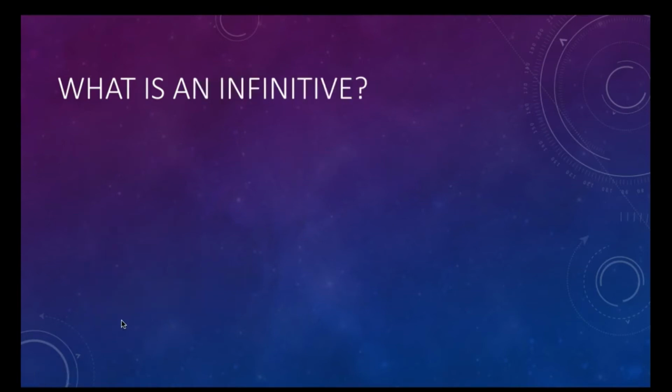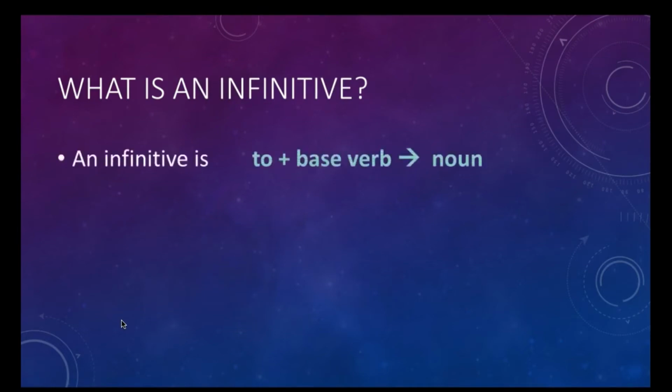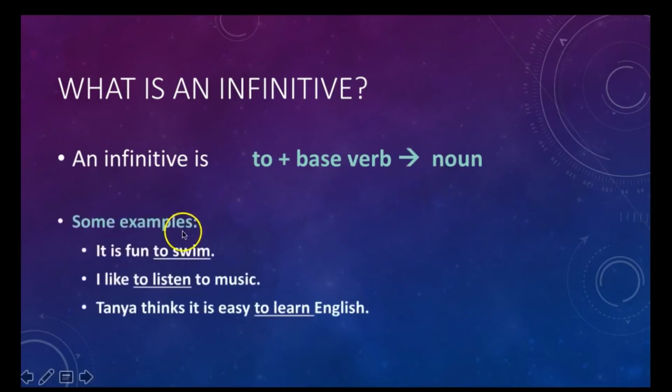What is an infinitive? An infinitive is to plus the base verb, and this also can be a noun. Some examples: it is fun to swim. There's no ing. It's the base verb swim, to swim.